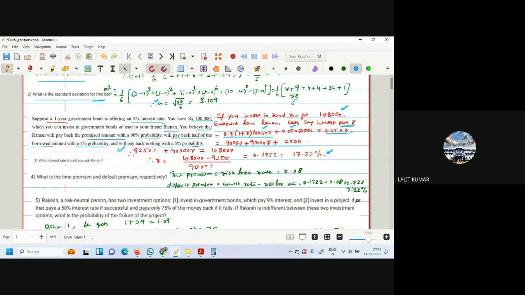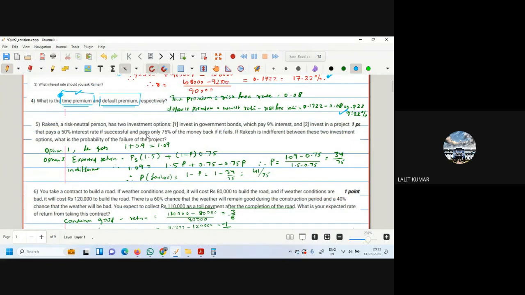Then what is the time premium and default premium? Just this concept: time premium is the risk-free rate. Whenever this question is asked or you see this term time premium, this is the risk-free rate, which is 8% in this case. And default premium is the rate of interest which you are charging minus the time premium. In this case, it has come to 17.22. So 17.22 minus 8% will be your default premium.